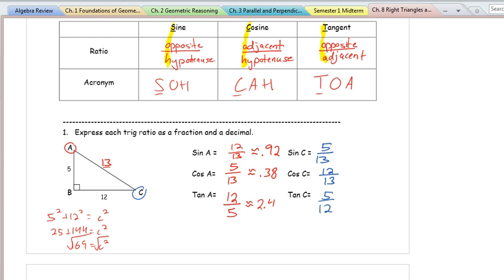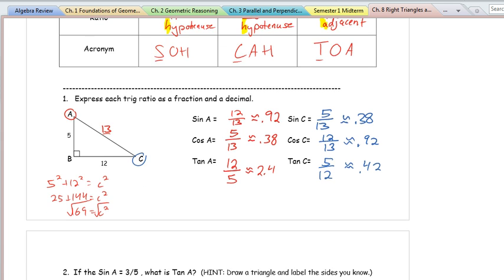Now, the nice part about this, you may notice some of these are already done for you. 5 over 13, we already said was 0.38. It's just a different comparison. 12 over 13 is 0.92. We need to do 5 over 12 because we don't have it. So 5 divided by 12 is about 0.42. We round up. Okay, so again, those are just ratios of the two sides.